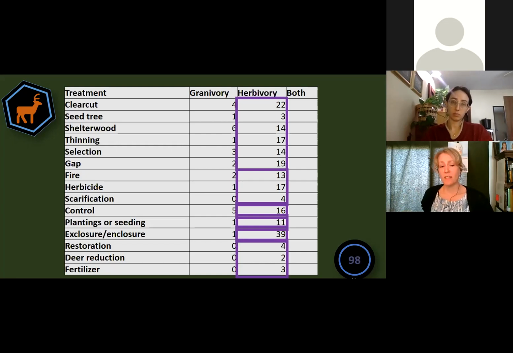And then within these 98 papers, 4 of them were actually restoration studies where they were restoring old mining sites and trying to reforest that area. 2 used hunting as a deer reduction method, and then 3 actually looked at fertilizer to see if you could increase growth rates of seedlings and saplings to get them out of the browse zone faster.